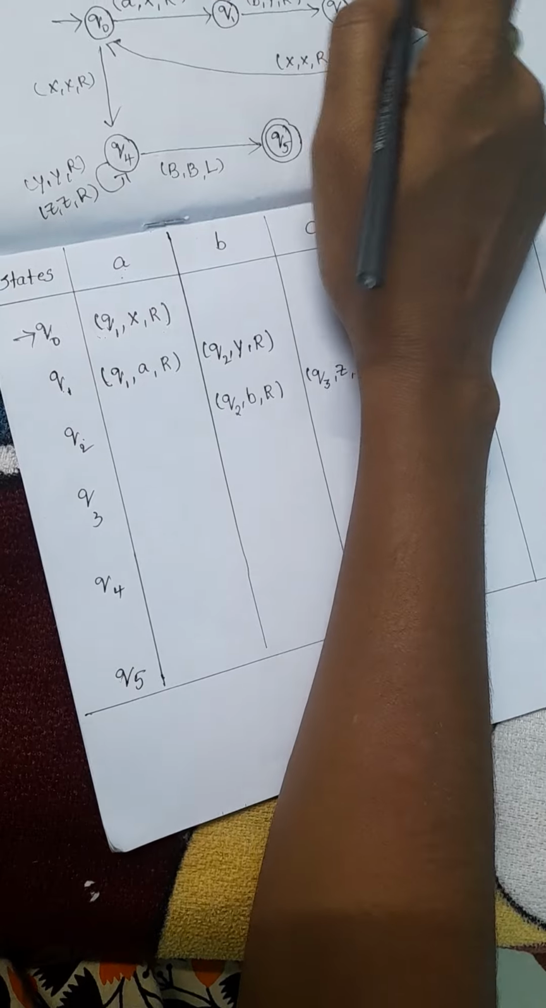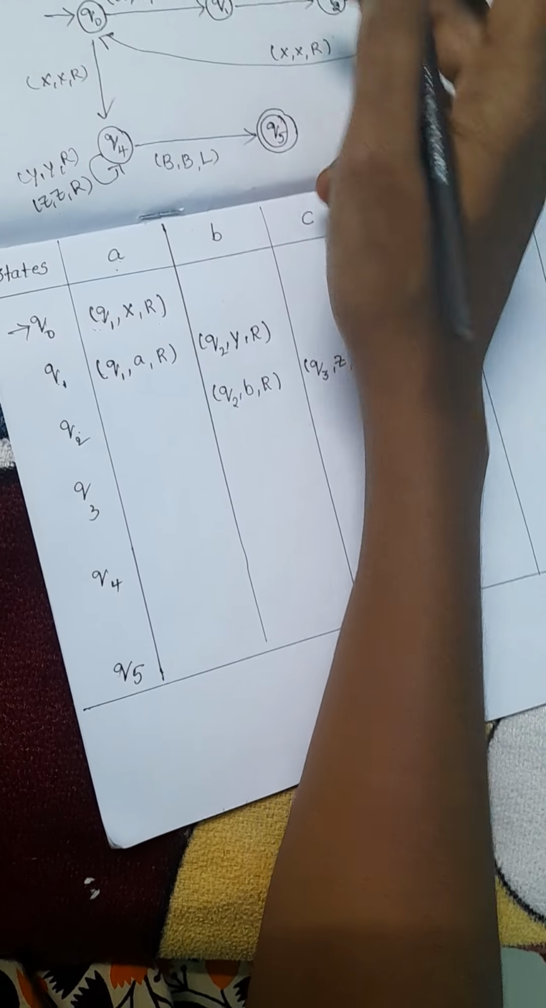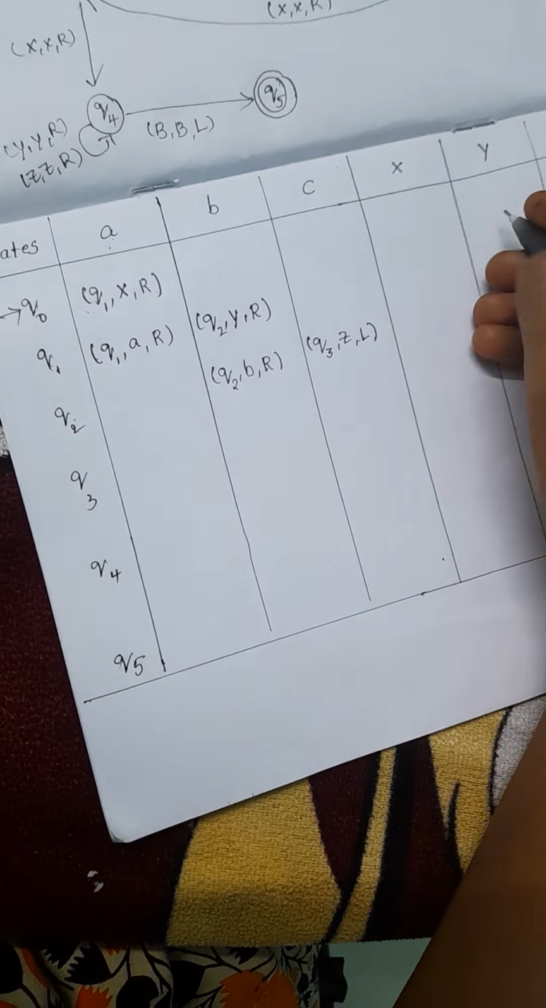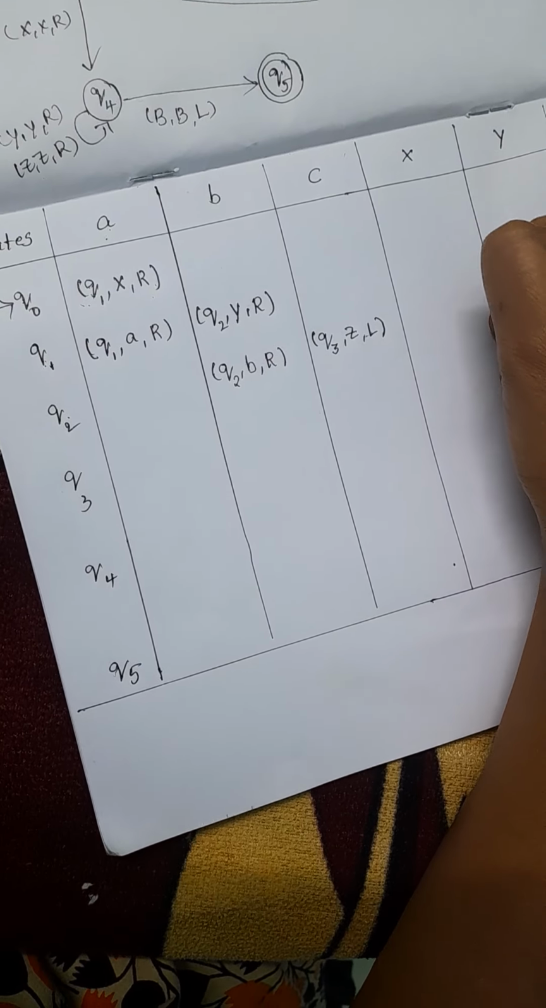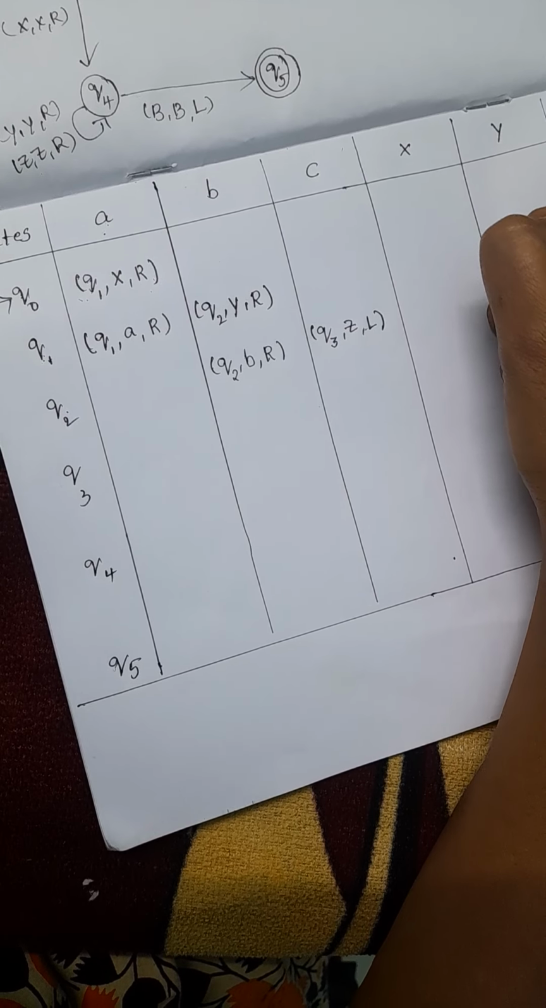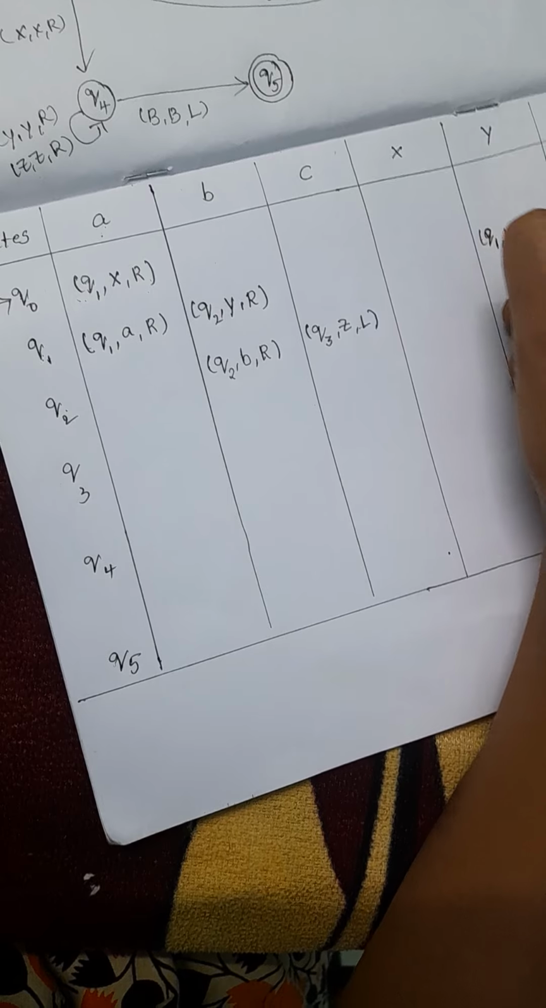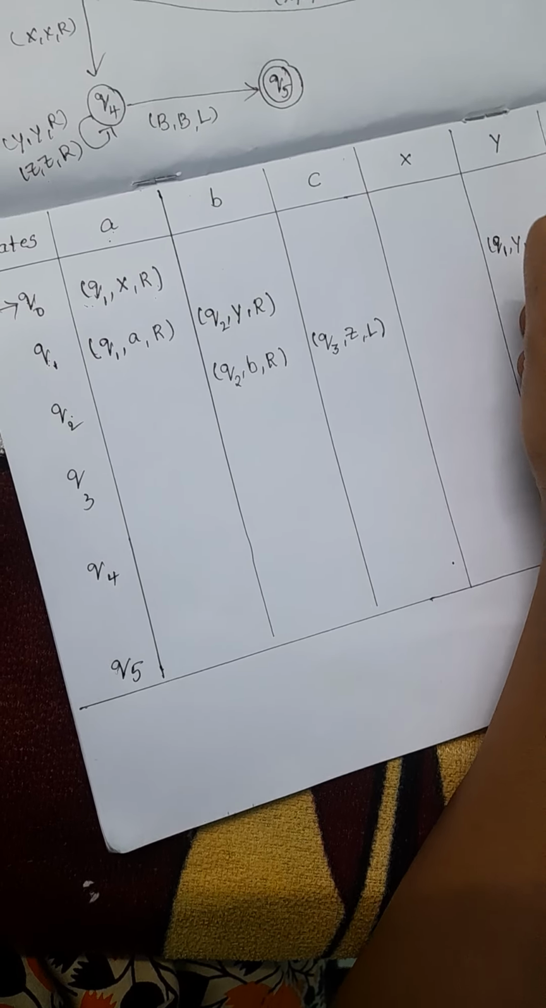Even on the self loop, here we are having something, right? We will write that one also. On the Q1 state, we are having Y self loop also. Q1, we are having Y self loop. We are on the same state, self loop covered. Q1, Y remains Y only, we need to move right side.